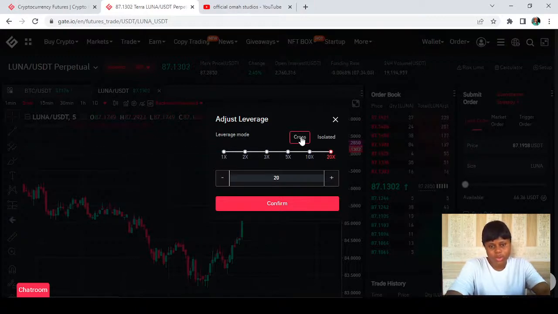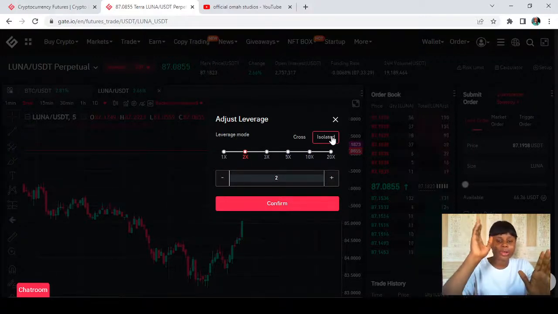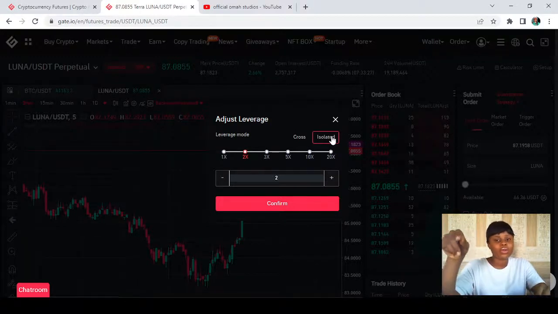When you're using cross, it affects both the money in your wallet, both the crypto and the USD in your spot wallet, which means if the trade should go against you, you'll be liquidated. Everything you have in your wallet will be liquidated, which means the money in your spot wallet will also be liquidated. But if you're using isolated, it basically means only the crypto in your futures trade.